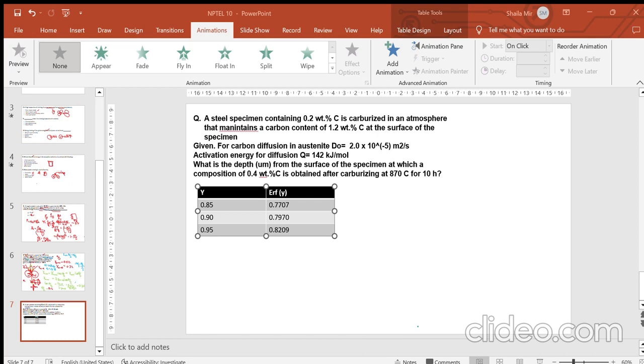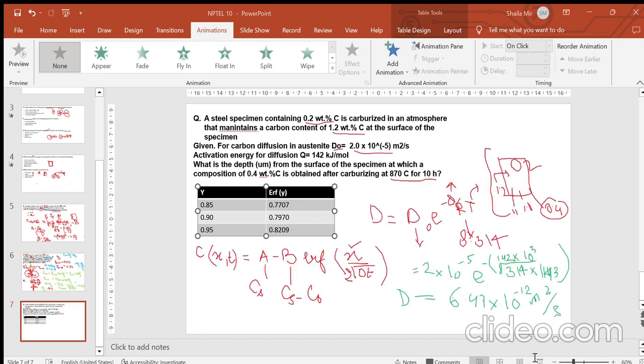I think the answer is 6.4247, I think. 6.47 into 10 to the power minus 12 meter square per second. So this is the value of your D. Is it clear? Did everybody get the same answer? So now you have got the answer.